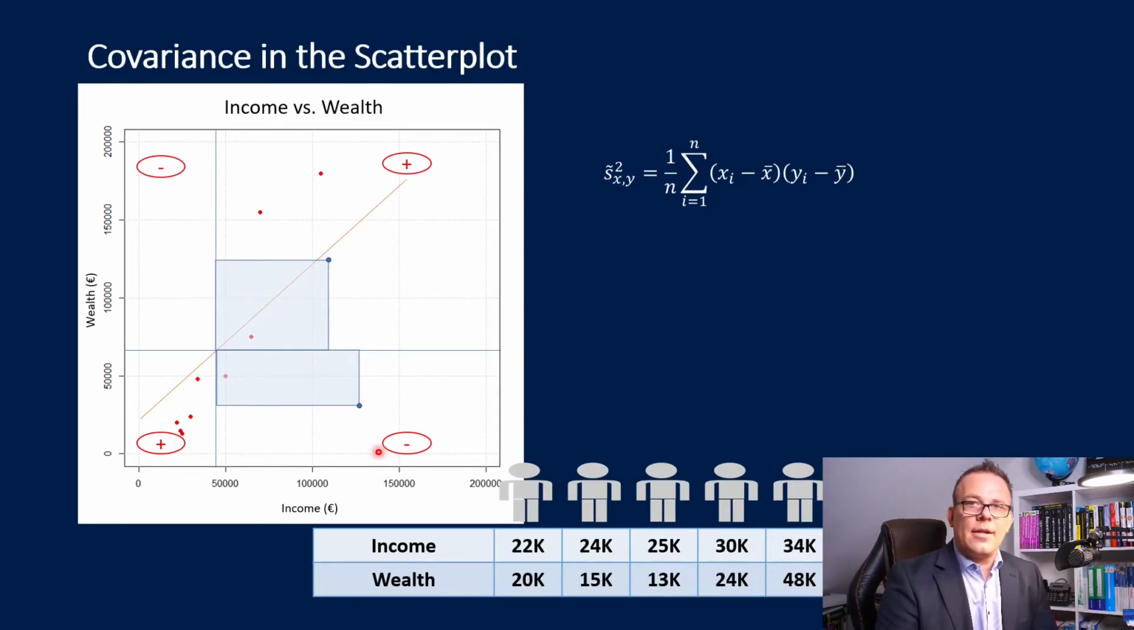So that's the covariance. The only problem with the covariance is that we have, in this example, the income in euro on the x-axis and the wealth in euro on the y-axis. Accordingly, our unit is euro squared, and we have quite large numbers. So the covariance probably is a bit hard to interpret.